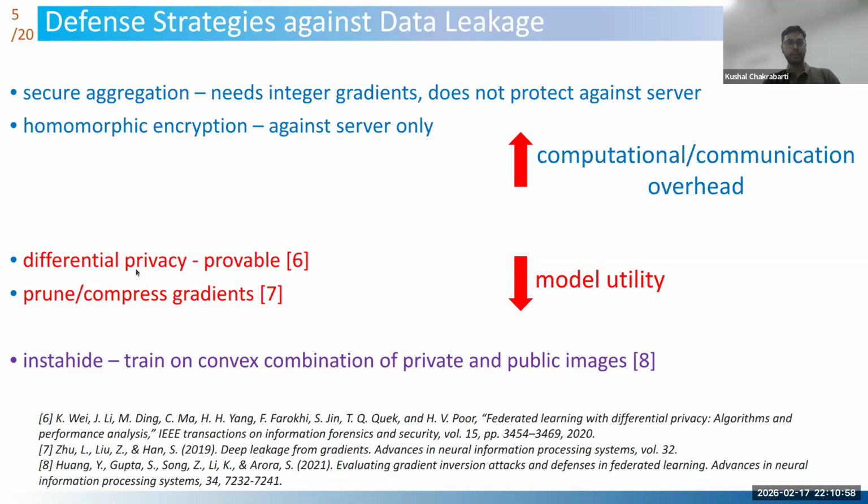Second kind is your differential privacy. If you incorporate differential privacy while doing the training, it guarantees that your data will be safe. But the downside is that your model utility goes down. So there is this well-known trade-off between utility and privacy. And there are some other heuristic methods where people have shown that they also help in maintaining the privacy of the client data, so that it does not leak from the communicated gradients between the server and the agents.